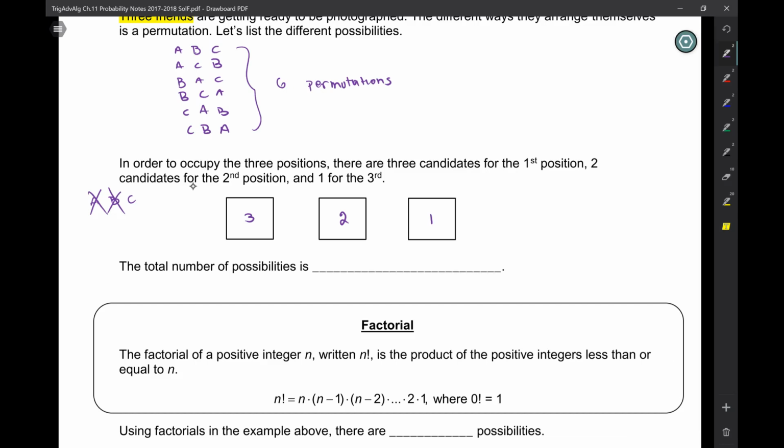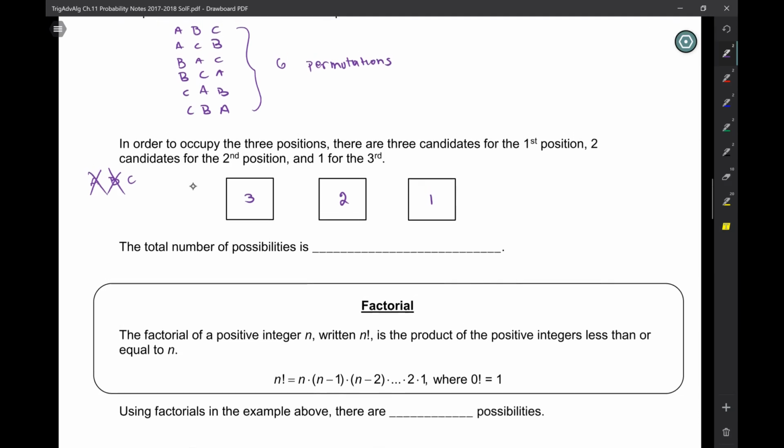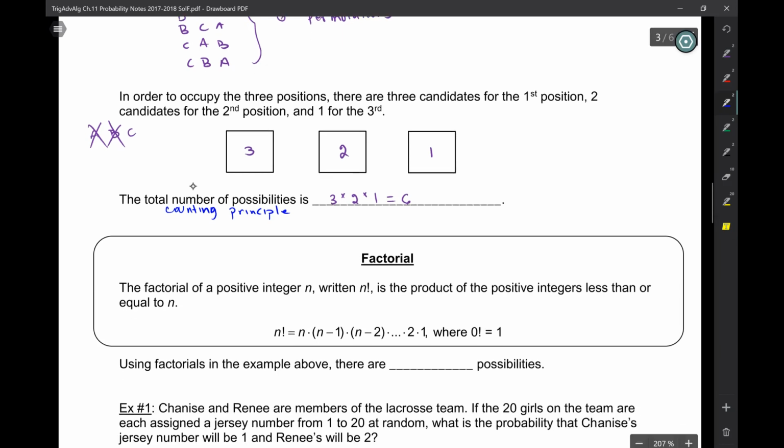So the total number of possibilities, do you remember the counting principle from last time? The total number of possibilities is three times two times one, equal to six. And this was like the fundamental counting principle from last lesson. Okay, let's talk about a factorial.